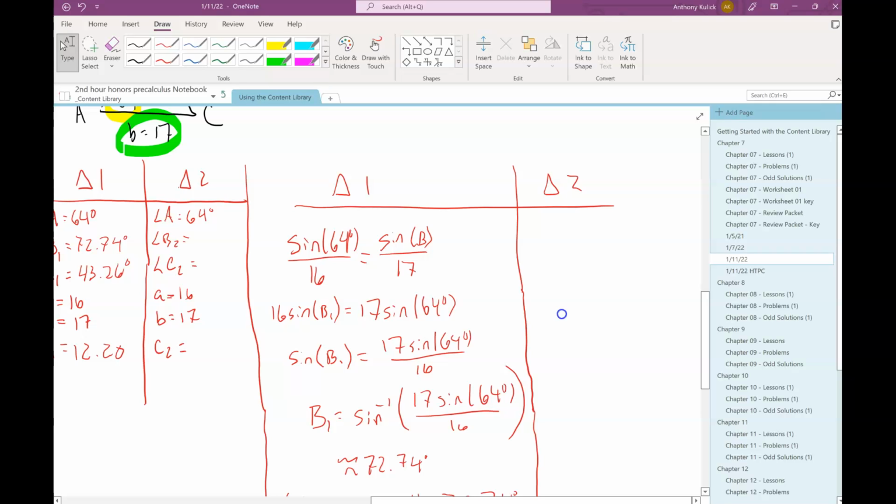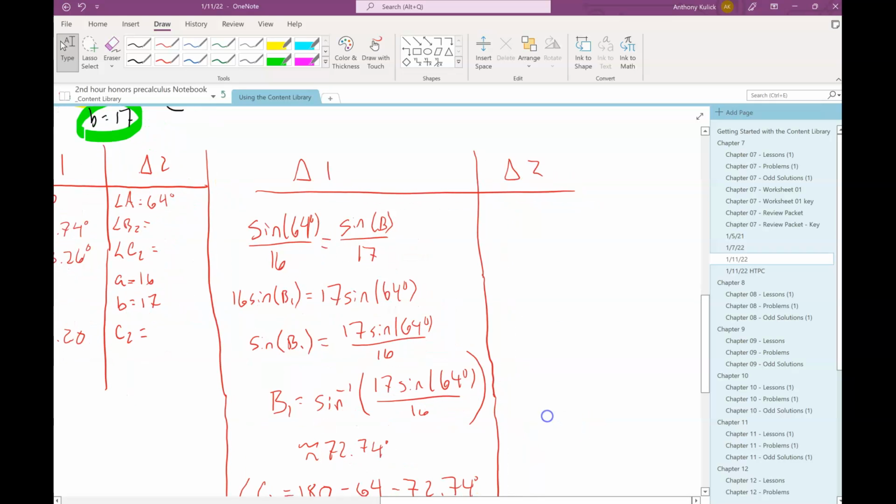Since I solved for angle B1 first in triangle 1, I have to solve triangle 2 in the same order. So I have to find angle B2 next. That's a common mistake I'll see students make, is they change the order they look for things in triangle 2, and that's not okay to do.